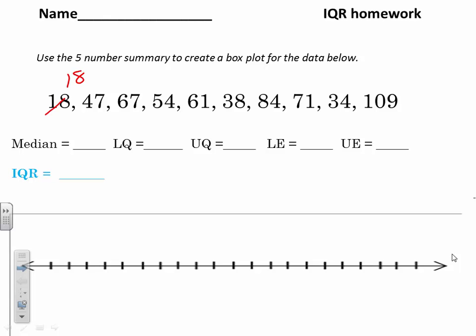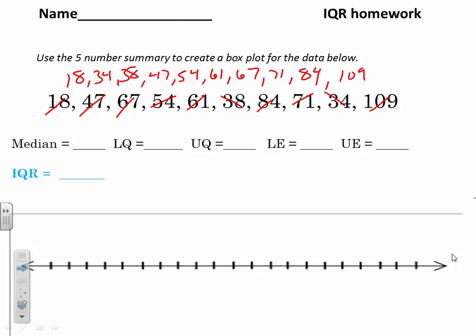Looks like 18's first, and we've got 34 and 38. I'm going to cross these off as I use them so I don't miss any of them. In the 40s, I've got a 47. That looks like that's it. In the 50s, I've got a 54. In the 60s, 61 and 67. I've got a 71. I've got an 84 and a 109.